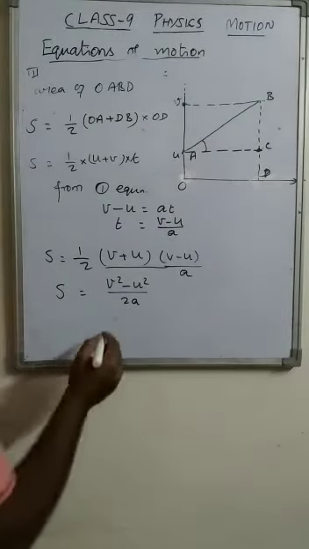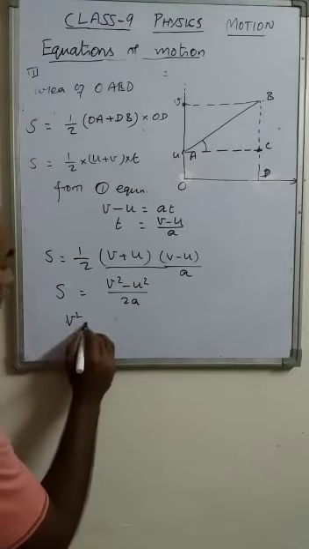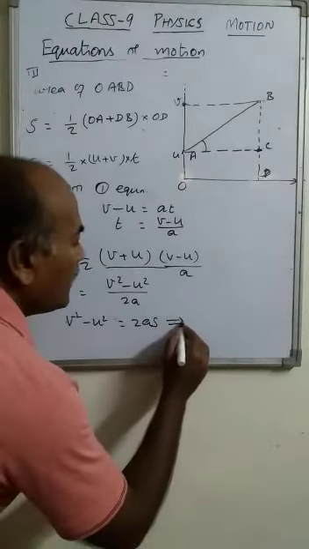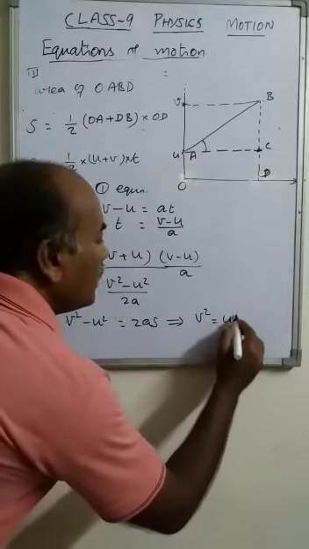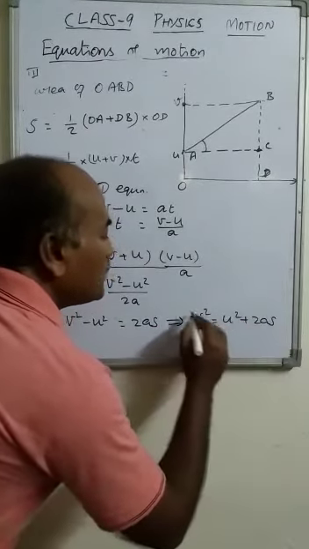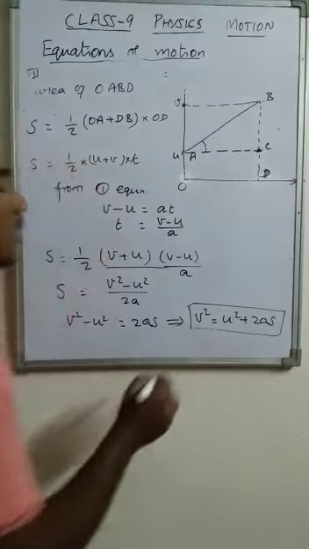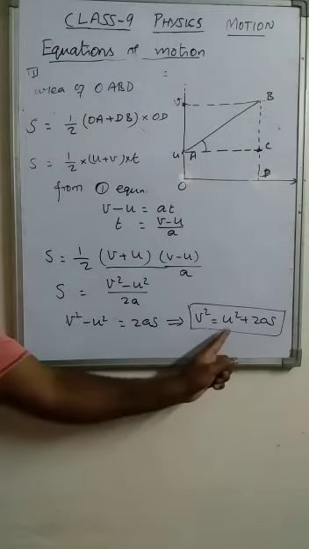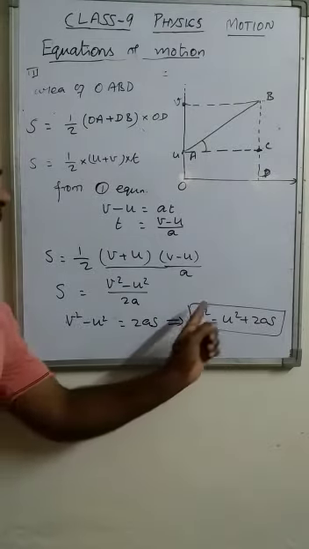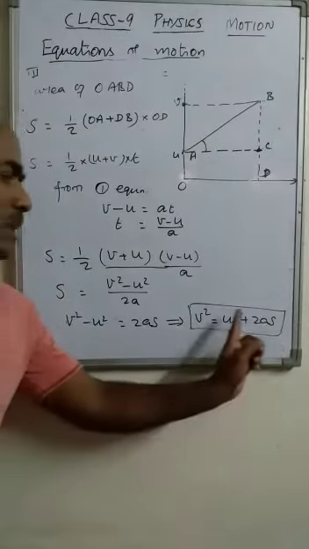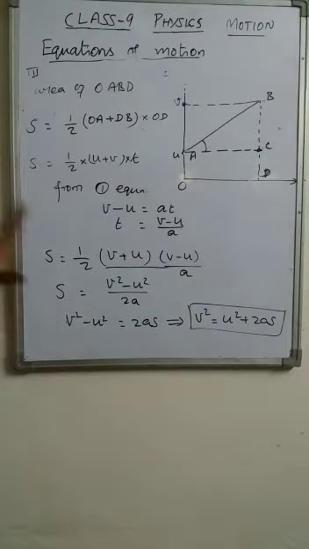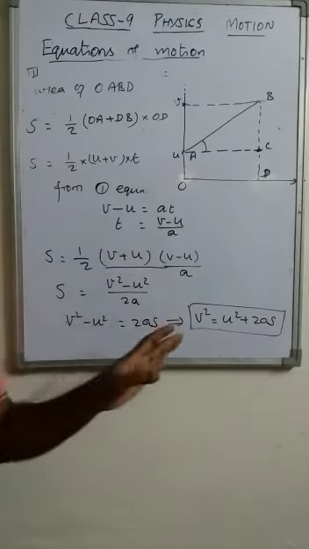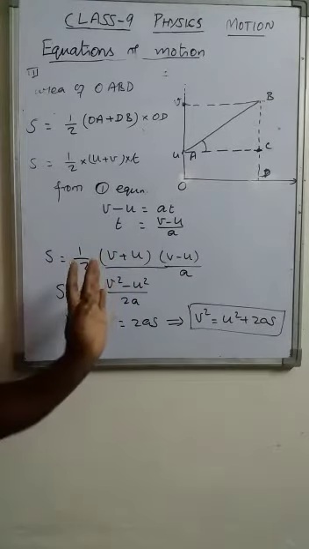Then by transposing the terms, we get V square minus U square is equal to 2AS, and it gives V square is equal to U square plus 2AS. So finally we got the relation V square is equal to U square plus 2AS. This equation is also known as the velocity-position relation, or velocity-displacement relation. So these are the derivations of the three equations of motion in accelerated motion.